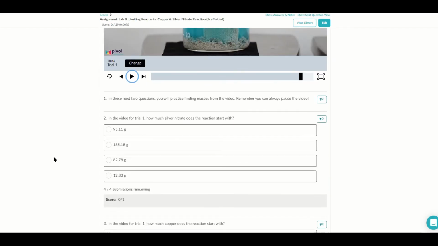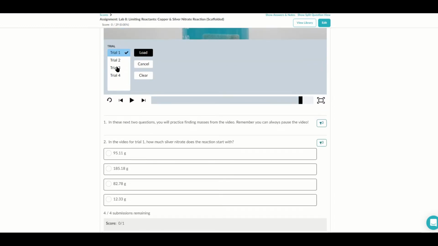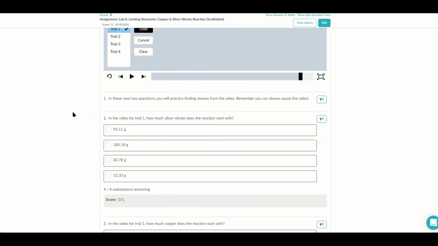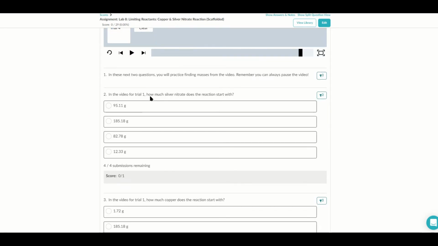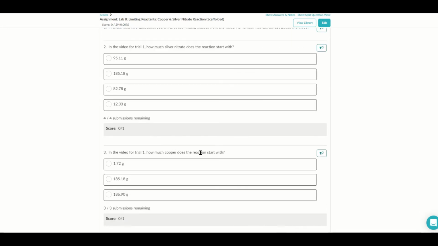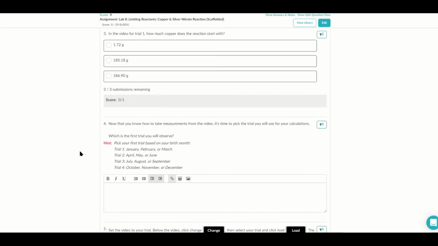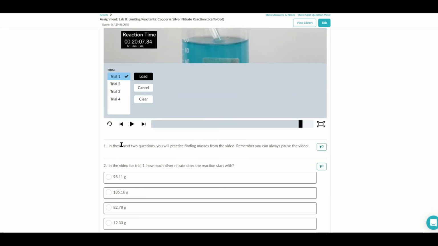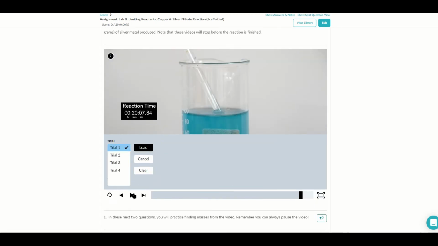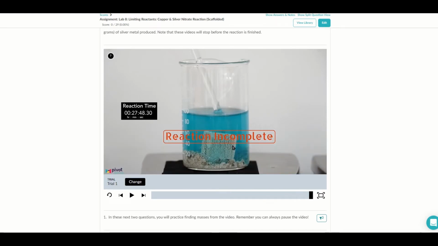Now, what's going on with the questions? So this happens in these 4 different trials, just in different masses and different ratios. But for trial 1, you just record how much silver nitrate you started with and how much copper we started with. Another thing that you also record is how much, cancel. So this one is incomplete.